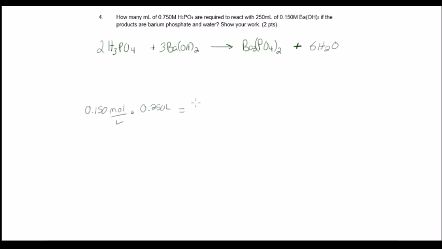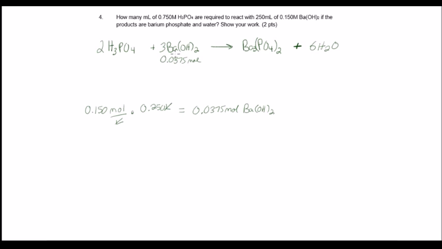And so if I do the math on that, liters cancel. I'm left with 0.0375 moles of barium hydroxide. Okay, just remember your stoichiometry. You have to have moles to work through this equation. So now I have moles of barium hydroxide. Now I can pretty much find out how many moles of any of these other things that I'd be dealing with. Of course, I'm only really interested in H3PO4, phosphoric acid. So let's go ahead and do the conversion.